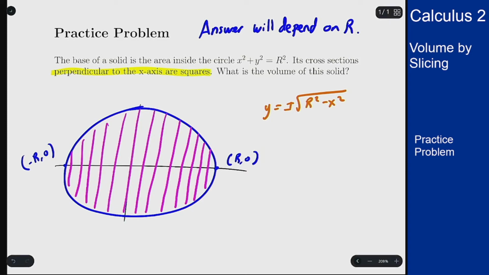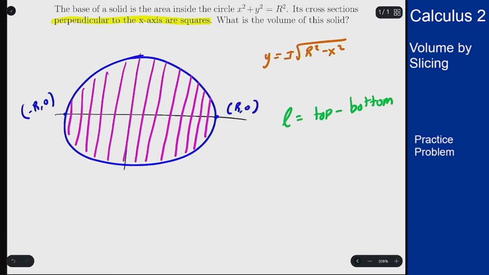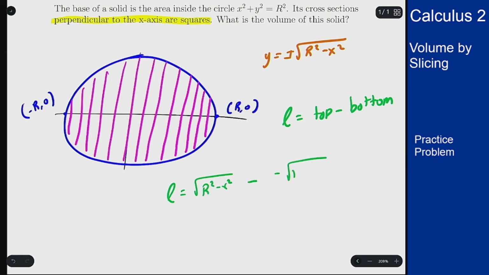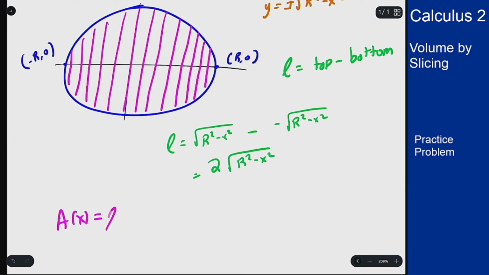Well, that means the length is top minus bottom, which, since the top is the plus version and the bottom is the minus version, gives me the length should be root of r squared minus x squared, minus negative root of r squared minus x squared. Or the length is just twice the root of r squared minus x squared. So that's the length of each slice. Now, because they are squares, the area is just L squared. The area as a function of x is L squared, or 4 times (r squared minus x squared).